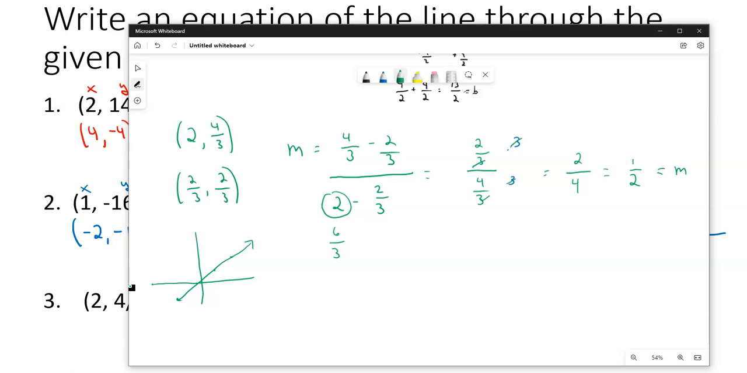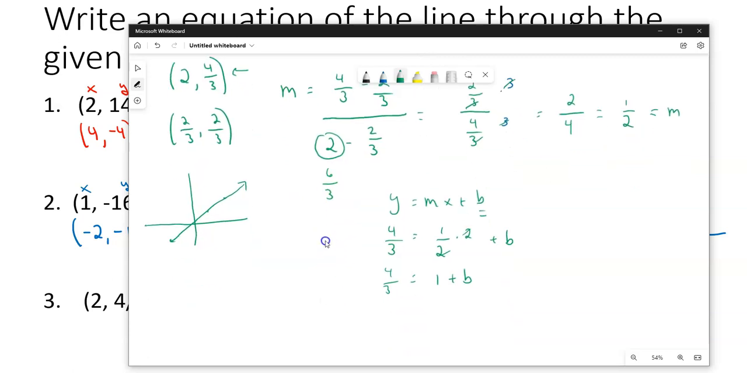Now I need the equation for my line. Start off with y equals mx plus b. My goal is to solve for b. So I'm going to use this point up here. I'll put in a 4/3 for y. I'll put in a 1/2 for m. I'll put in a 2 for my x plus b. Look how nicely this works out. I get 4/3 equals 1 plus b, and then subtract a 1 from both sides.